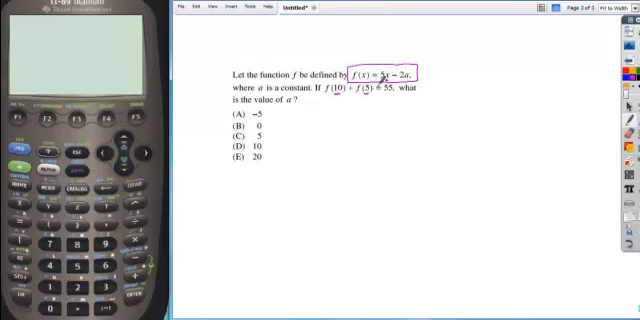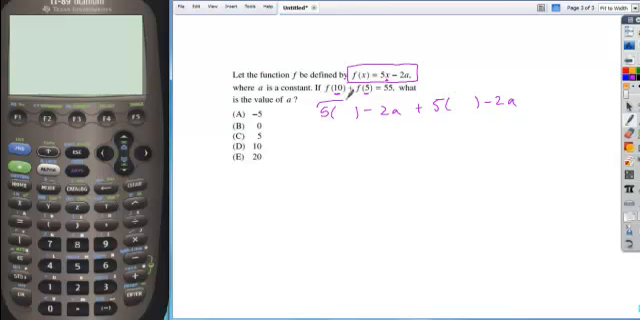F of 5 means we're going to plug in a 5 for that x. So if we do this by hand, we would write each expression: 5 times the x is a placeholder in function notation. The a stays as it is, plus our f of 5. We rewrite this function: 5 times our placeholder, minus 2a.